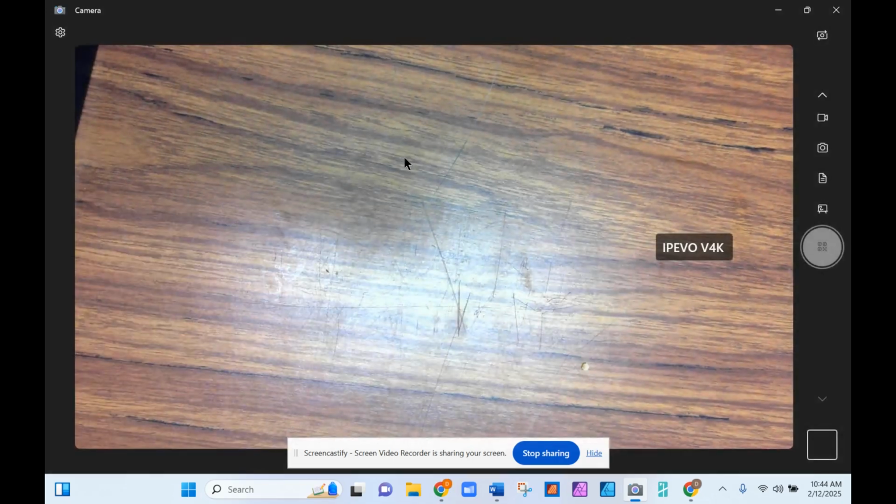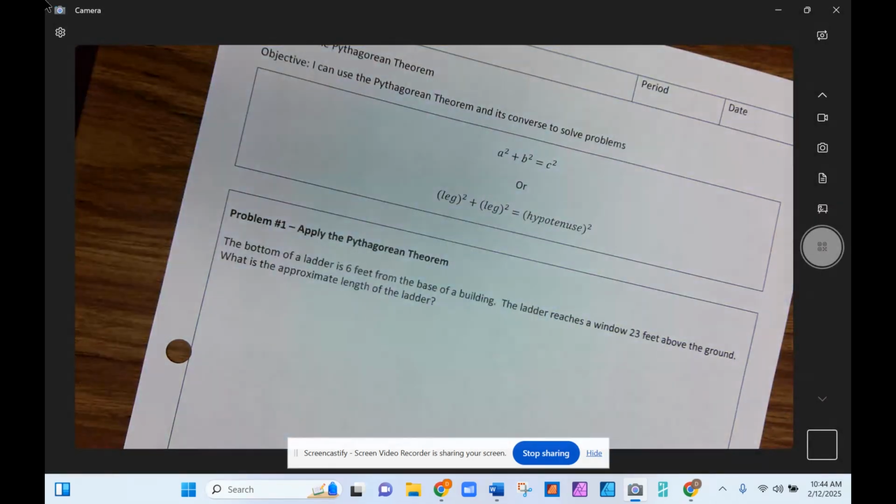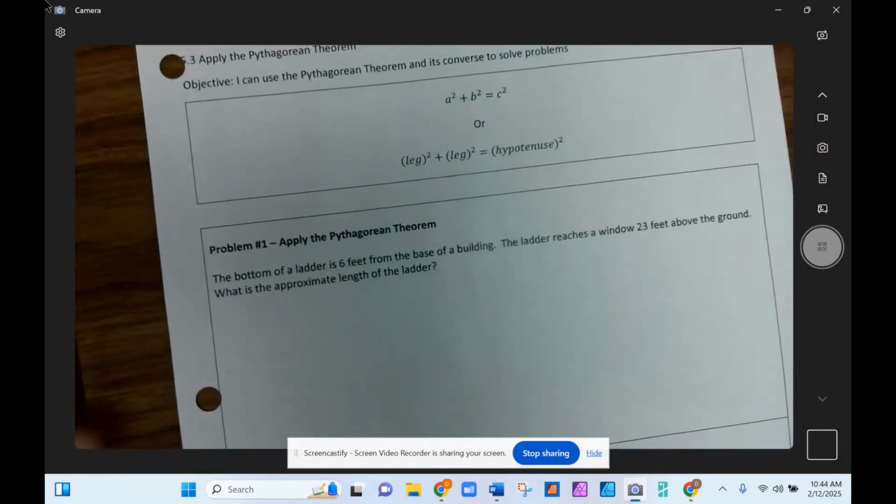Okay, guys, we're gonna kind of do this in chunks. Try something else out here. So we're gonna talk about applications of the Pythagorean theorem today. So just word problems.